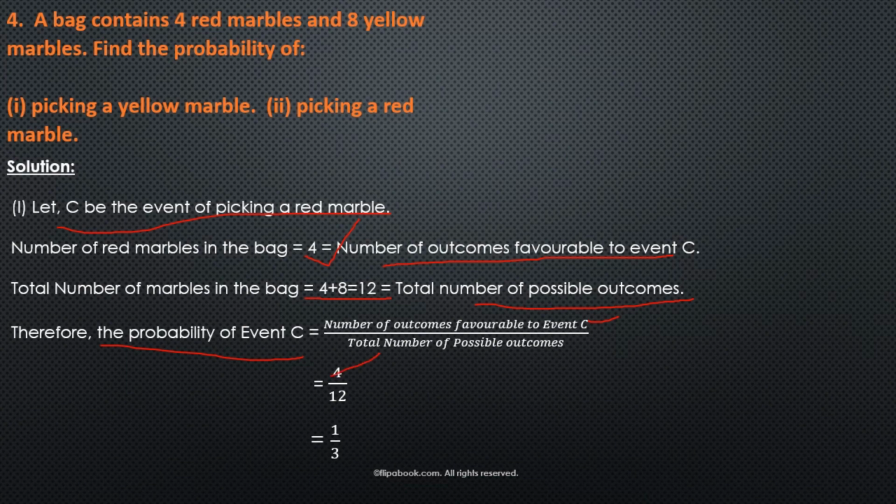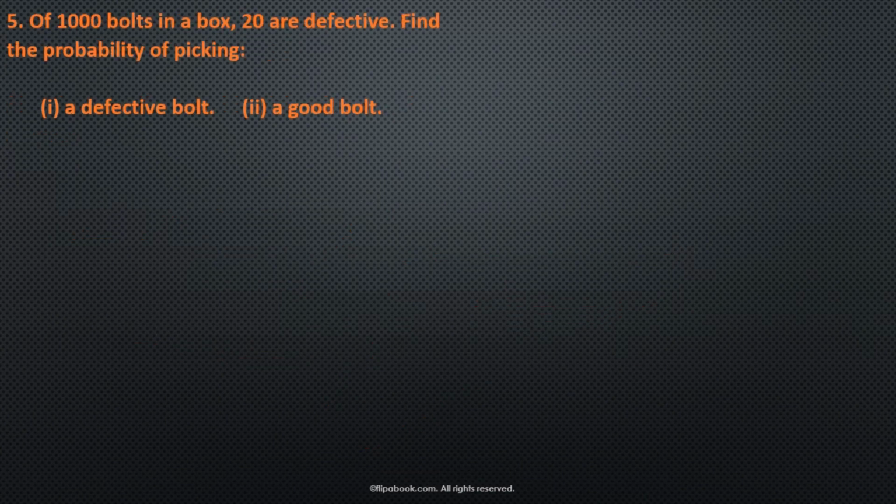In this question, we have 1000 bolts in a box. 20 are defective. Okay, so there are 1000 bolts. Out of this, 20 are defective. So if we subtract 20 out of 1000, we will get 980. So we can say that these 980 bolts are good bolts. Yes or no, students? Okay.